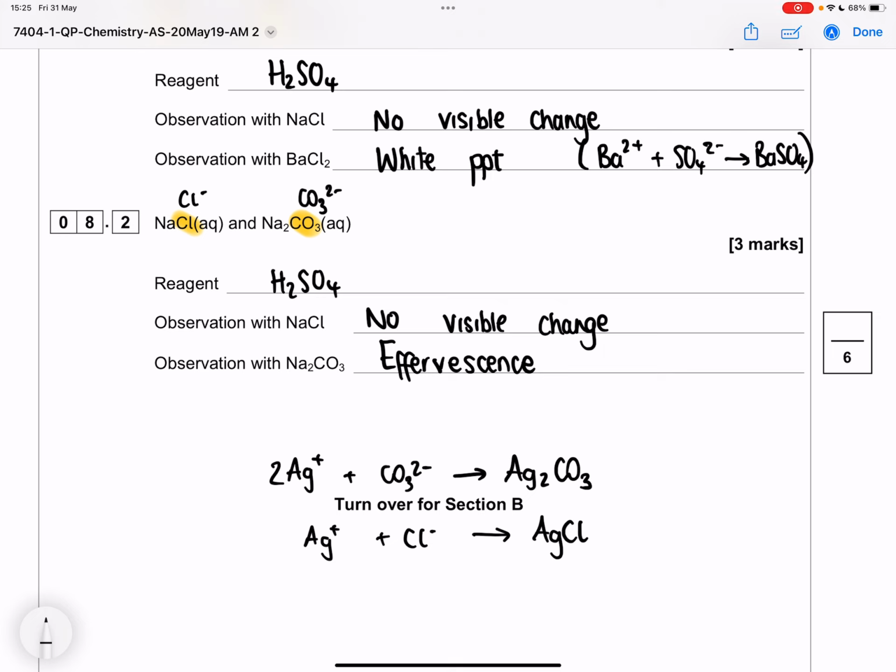If you did use the acidified silver nitrate, you would get a white precipitate with the sodium chloride and effervescence with the sodium carbonate. So you couldn't just write no visible change for sodium carbonate because it would fizz, because you are removing the carbonates with the acidified part of the silver nitrate.